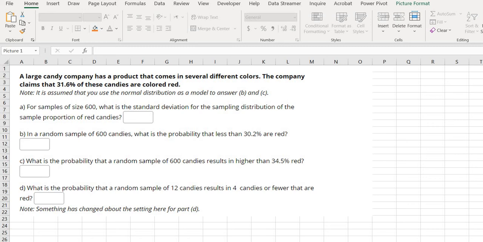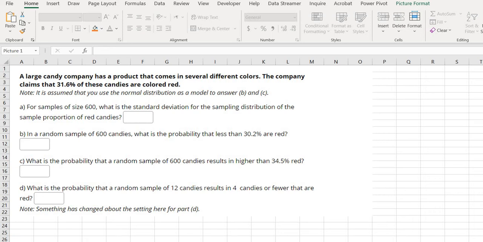A large candy company has a product that comes in several different colors. The company claims that 31.6% of the candies are colored red. For a sample of size 600, what is the standard deviation for the distribution of sample proportion of red candies? In a random sample of 600 candies, what is the probability that less than 30.2% are red?